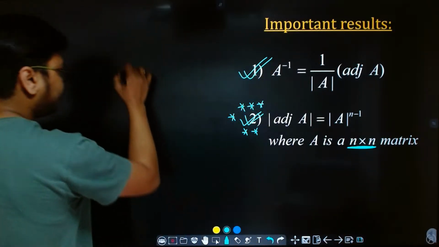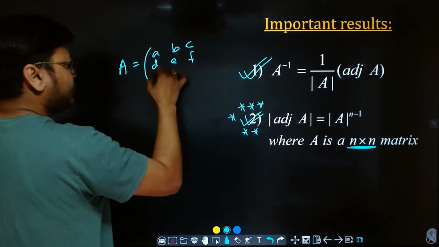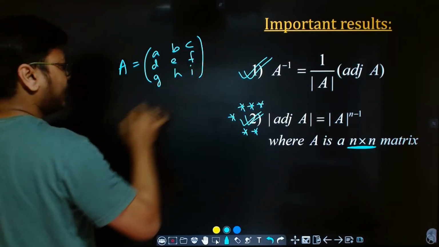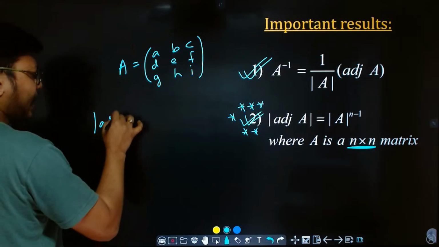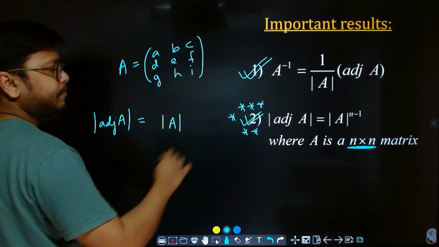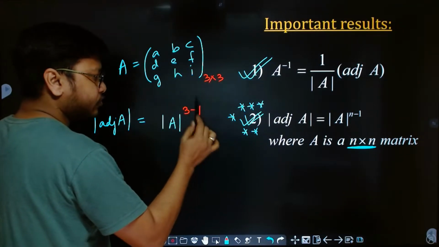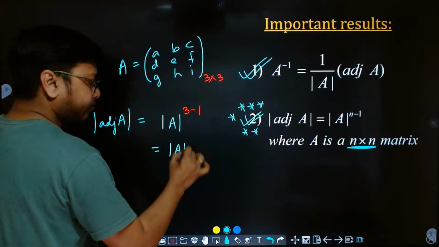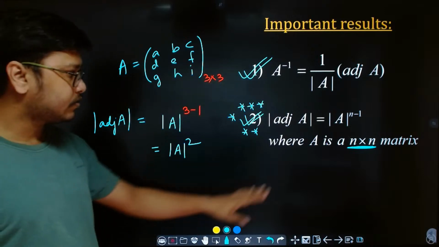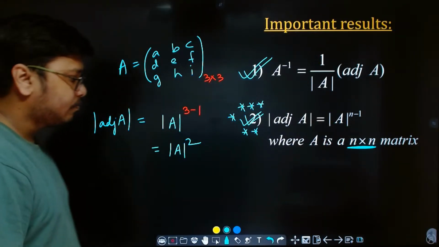So basically, if I say A is a, b, c, d, e, f, g, h, i, then determinant of adjoint A will be determinant of A to the power, this is a 3 cross 3 matrix, so to the power 3 minus 1, that means determinant of A square. So this is again an important property. All right, moving on from here.